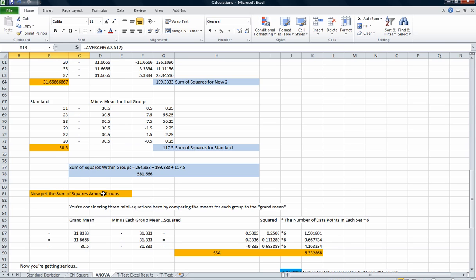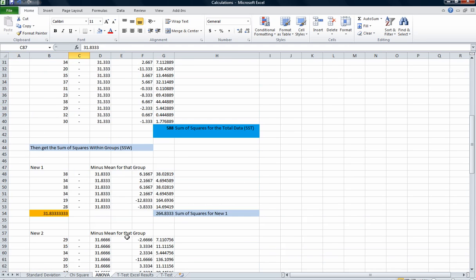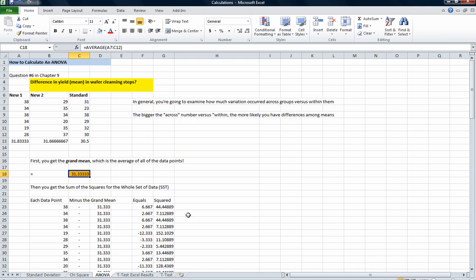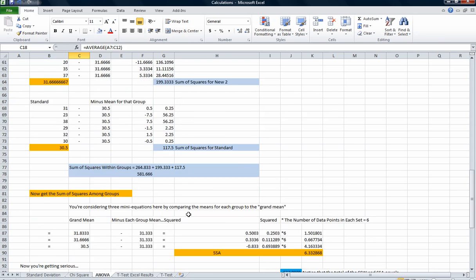Now you get the sum of the squares among the groups, across them. So now you have to consider 3 mini equations by comparing the means for each group to the grand mean. So here you've got the grand mean, which we already established, 31.333.